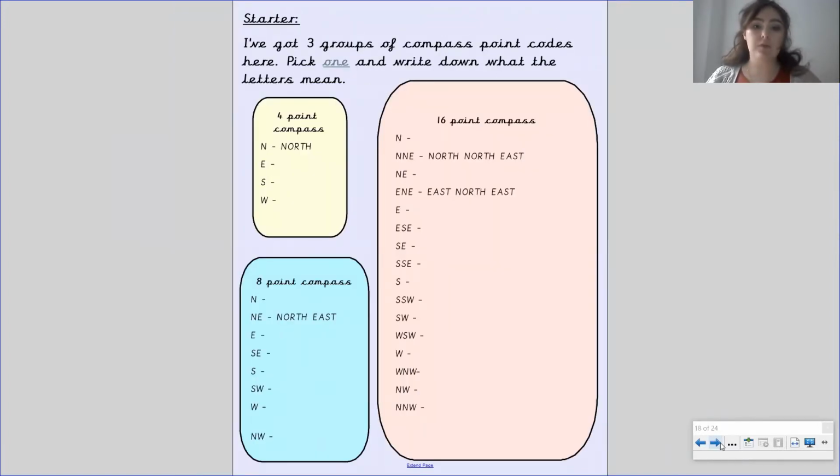So I've got 3 groups of compass point codes here for you. I want you just to pick one of these groups and write down what the letters mean on your whiteboard. So pause the video here, pick one of these groups and write down what the letters mean.